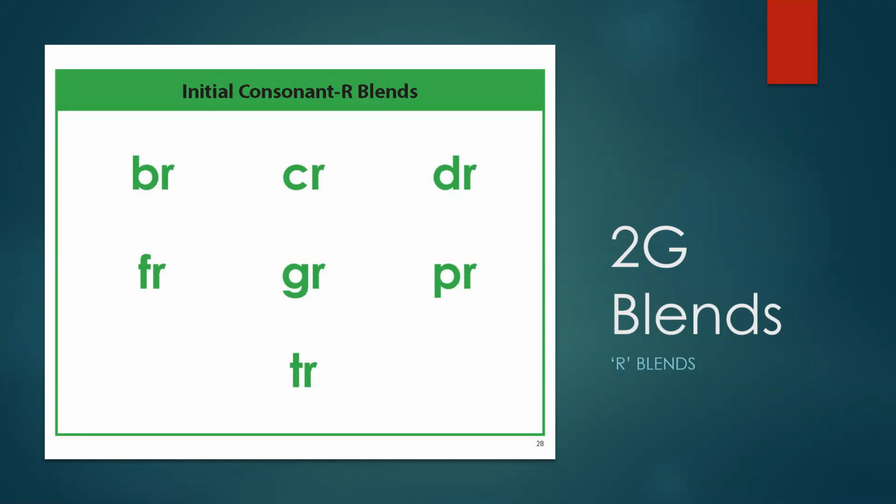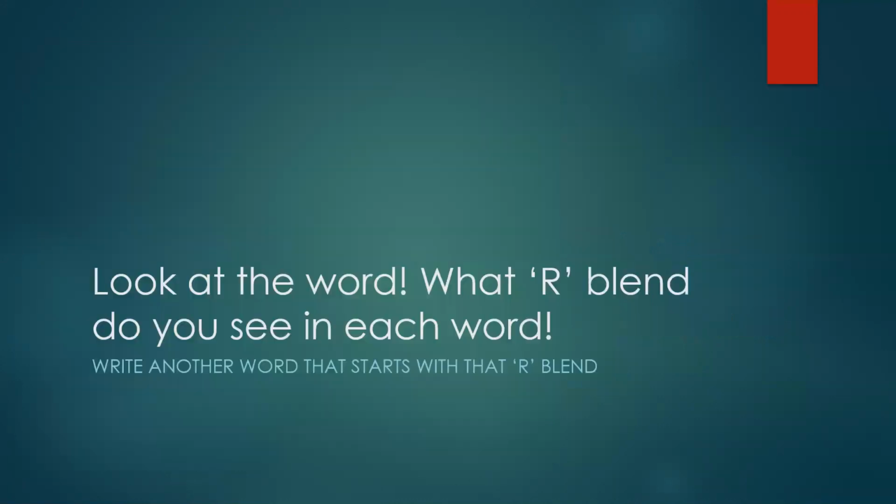And this week, we're going to focus on blends. Each blend comes in different categories, so we're going to focus on the R blends today. Okay? What we're going to do is look at the word, and look for what R blend you see in each word. Then you're going to think in your notebook of another word that starts with that R blend. In your notebook, you need to write lesson 7 at the top, and you're going to write another word for each R blend that you see.